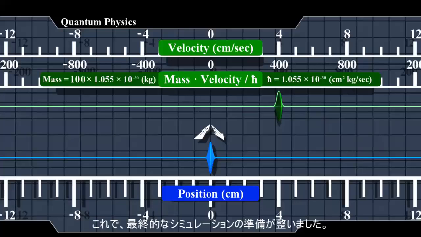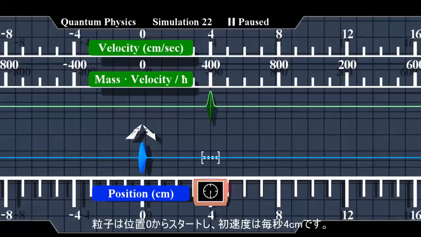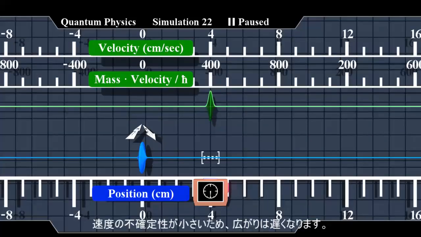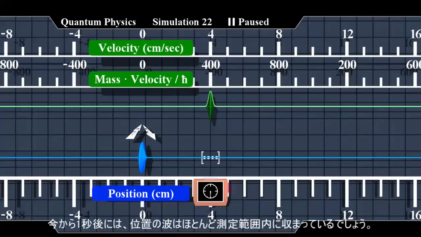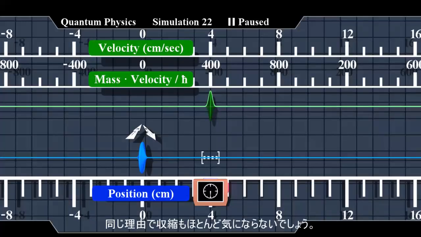We're now ready for our final simulation. It's quite accurate to say the particle starts at position 0 and has an initial velocity of 4 centimeters per second. Spreading will be slow because of the low uncertainty in velocity. So 1 second from now, the position wave will be almost entirely within the measurement range. And we can predict with near certainty the device will say yes. For the same reason, the collapse will hardly be noticed.